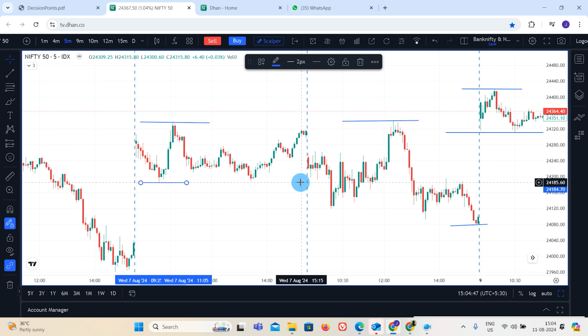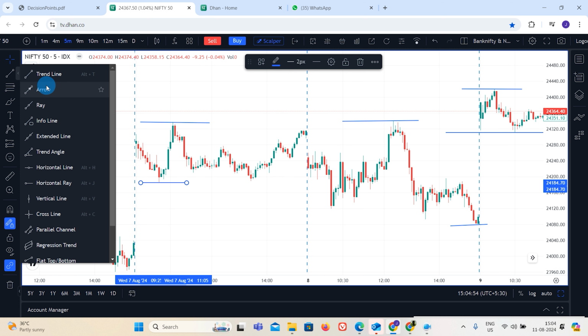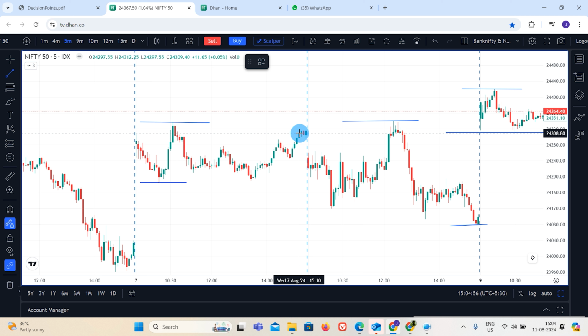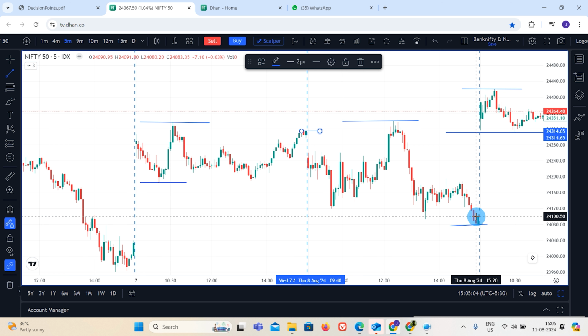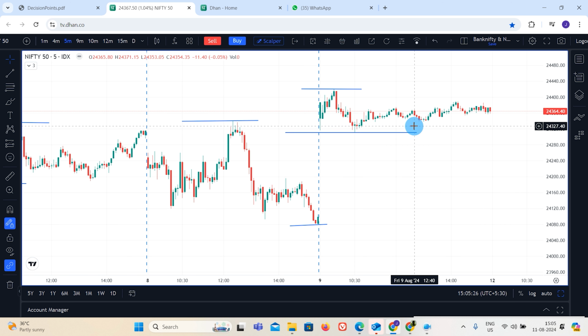Also we try to mark the previous day close. As per the ebook, they said to mark the previous day close. For this, the previous day close will be on the green candle. So this will be the previous day close, and this is also a previous day close, and this will be your previous day close.